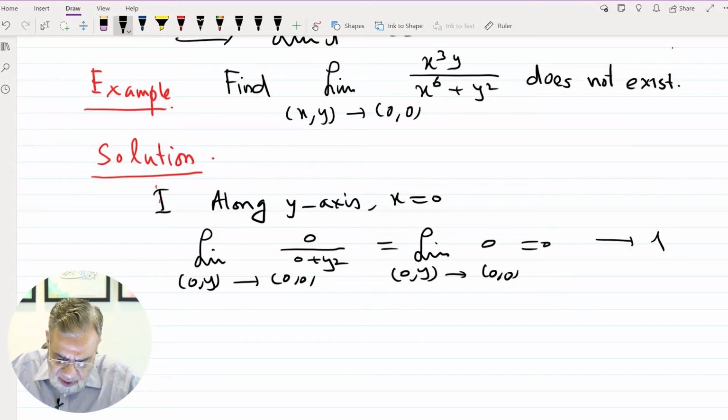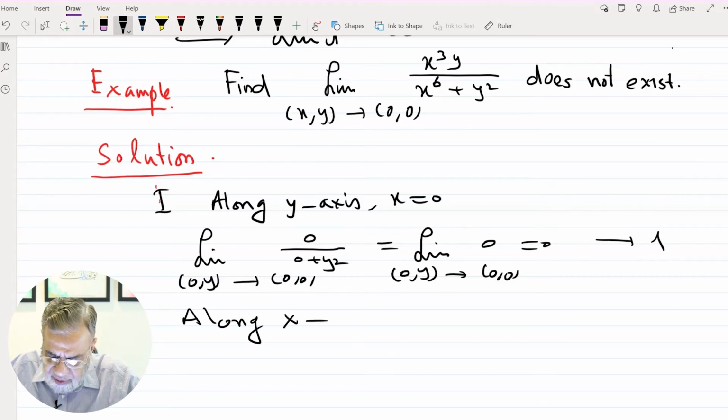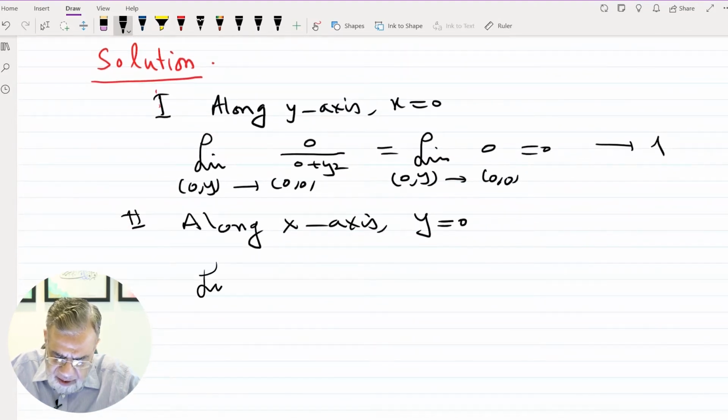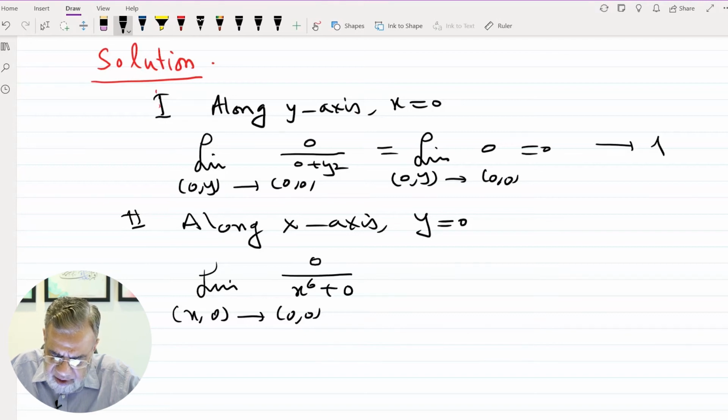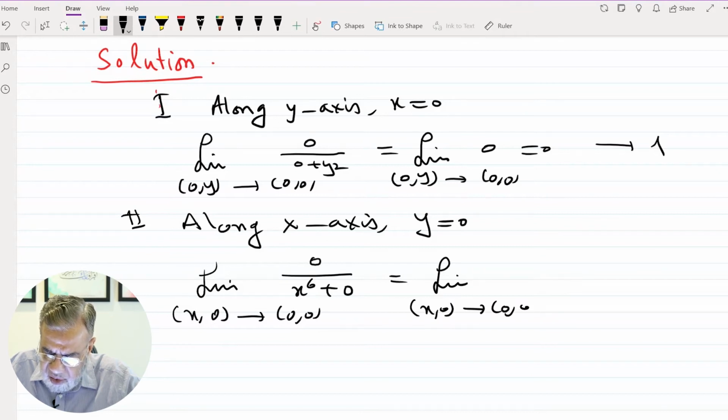So number 2, I take the limit of this one along the x-axis. When I want to define the limit along the x-axis, this means my y is equal to 0. When I take y equal to 0, I have the limit as (x, 0) goes to (0, 0). Now y equal to 0, this again is 0 over x to the power 6 plus 0. So the result of this one, the limit as (x, 0) goes to (0, 0) of 0, is equal to 0. This is my result 2.